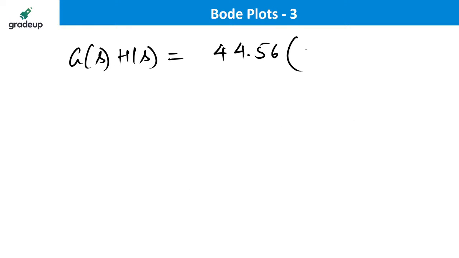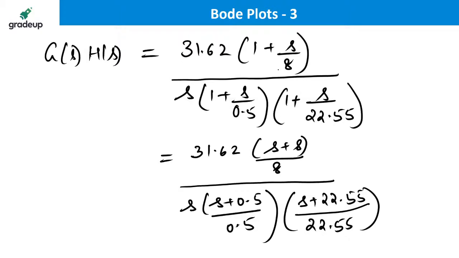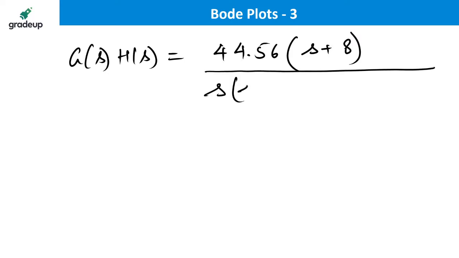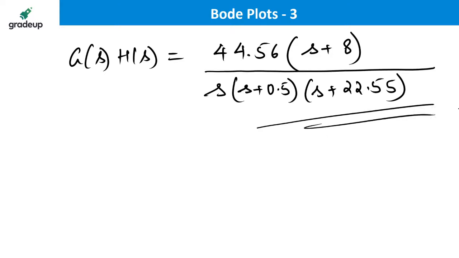(S plus 8) divided by S into (S plus 0.5) into (S plus 22.55). Okay, that is the final answer.